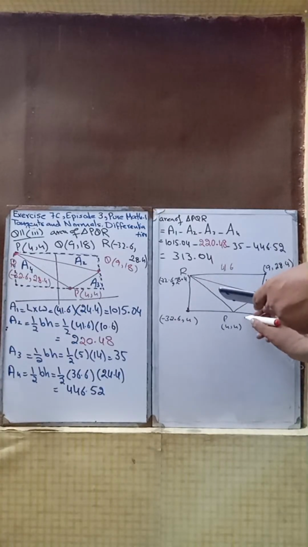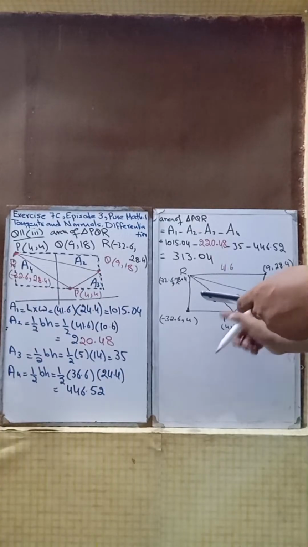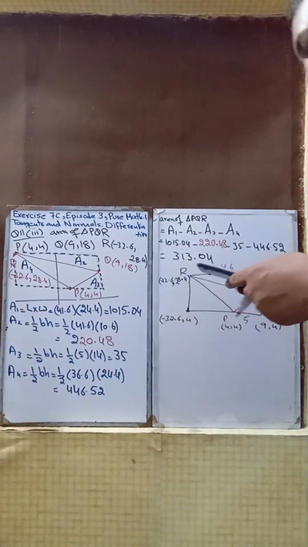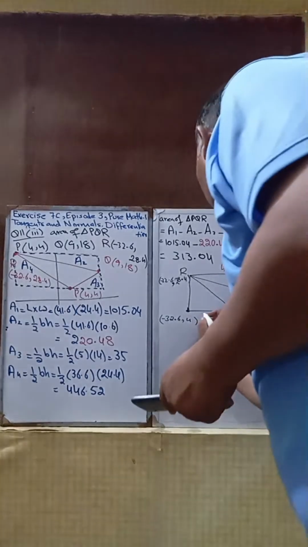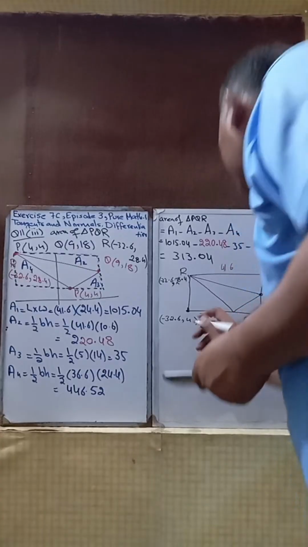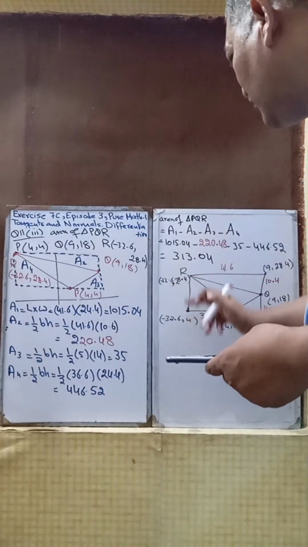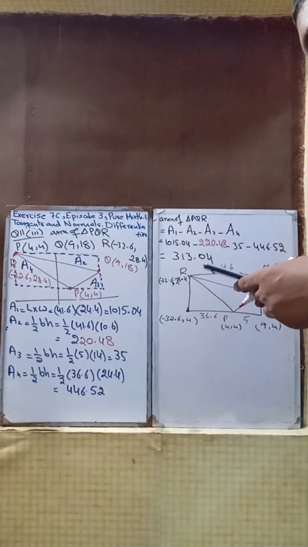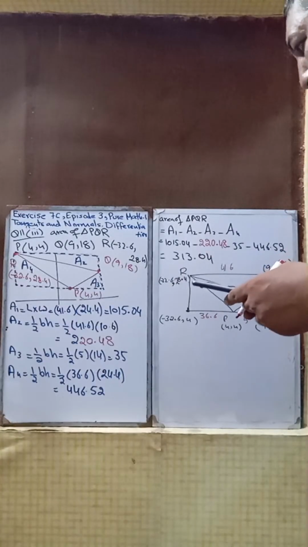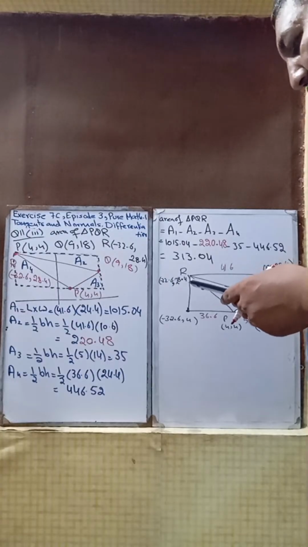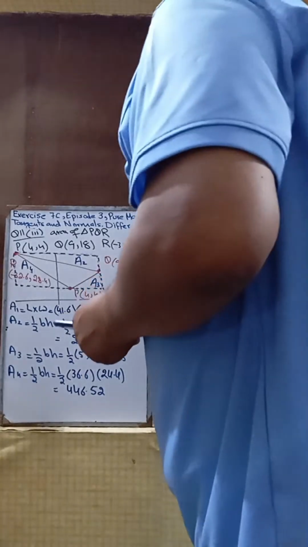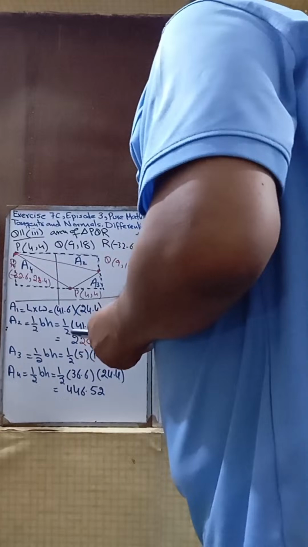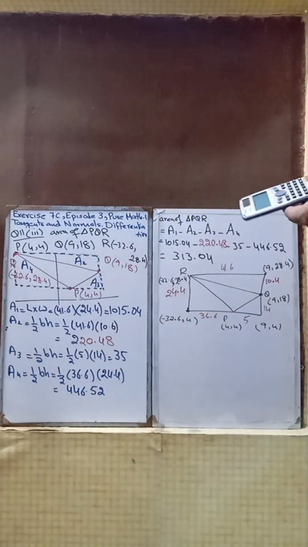What will be this length? That will be 9 minus 4, which is 5, and this will be 4 plus 32.6, and that will be 36.6. So what will be this? It's 4 and 28.4. So 28.4 minus 4, and that will be, sorry, 24.4. Okay.